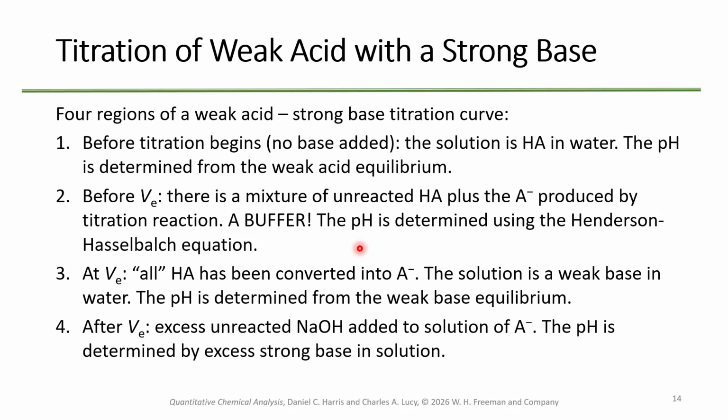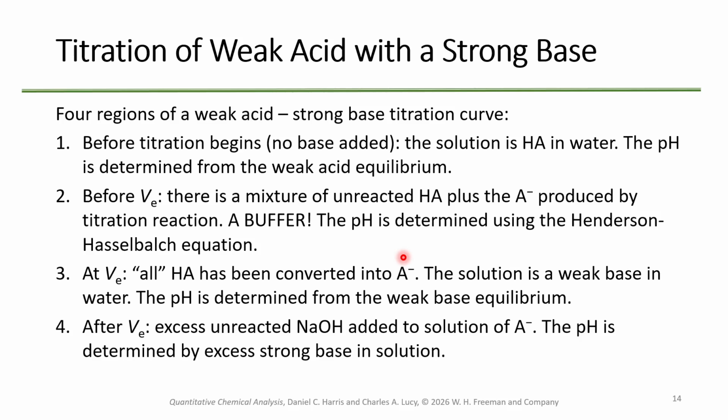Okay. So at VE, you're going to convert all the HA to A minus. Note, it should be in quotations, "all." It's probably not actually going to be all. It's going to be somewhere nearby. Okay. Now, the pH is going to be determined from your weak base equilibrium. At that point, what you have in solution is the weak base, don't you? Okay. And so what you've actually done is you've converted it to a weak base solution at the VE.